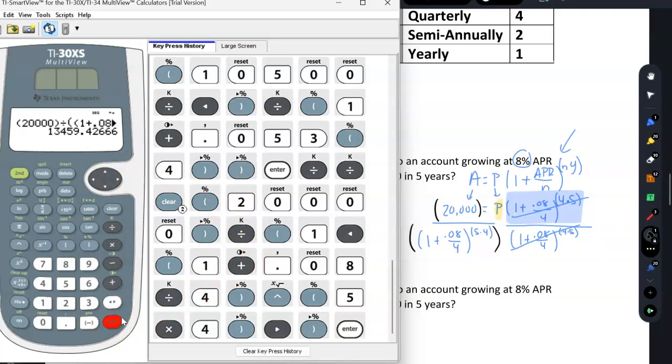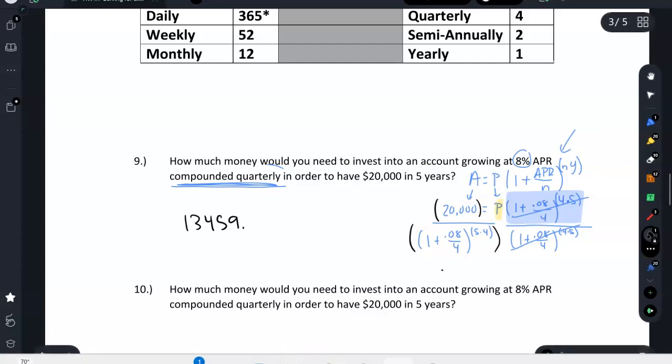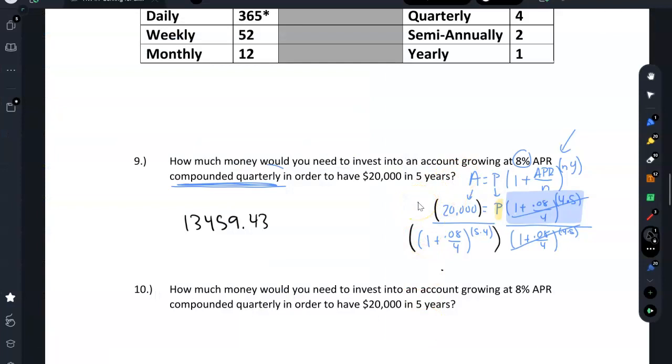Press enter, and I get $13,459.43. That would be your solution. So that seems complex, but it's really just typing in the calculator. I could have added one more set of parentheses here to note that that was a fraction also, but a fraction is just a division, so you don't have to have parentheses around it.